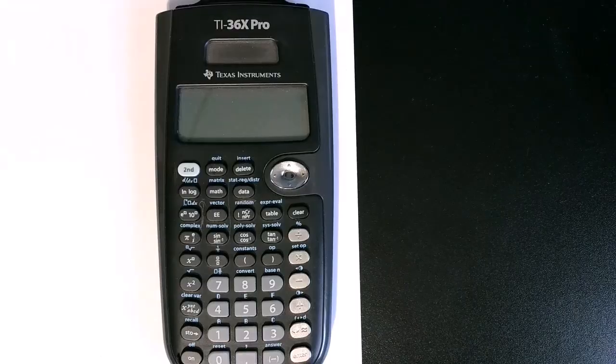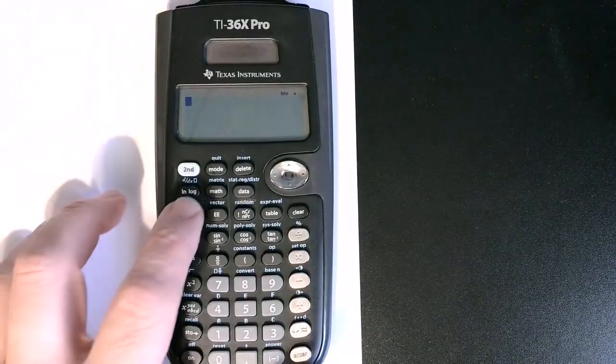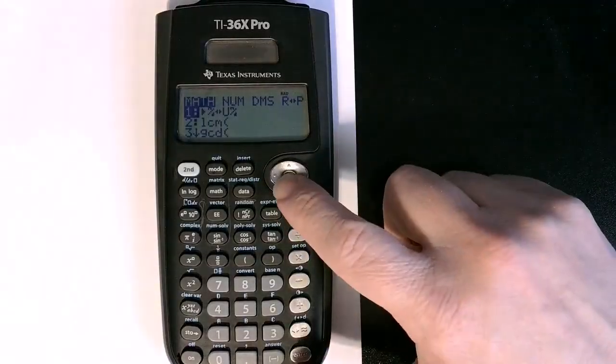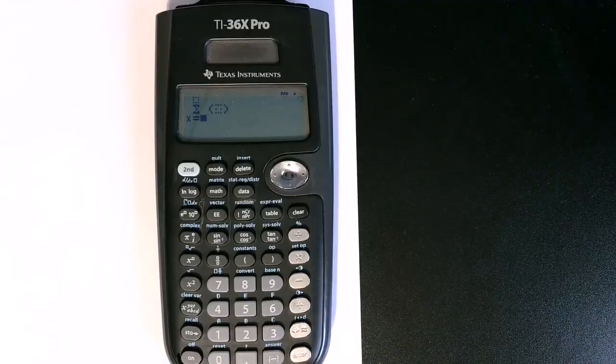This demonstration will show how to do a left sum of integration on the TI-36 XPro Calculator. We are going to use the function x squared cosine of x, and we are going to use 10 rectangles with a left endpoint summation in mind. So to do this on the TI-36 XPro, we're going to turn it on. We are going to go under Math. We are going to scroll down to Sum, and we are going to start typing in our information.